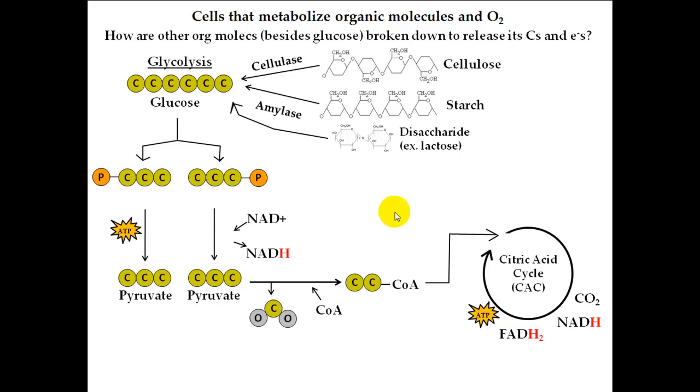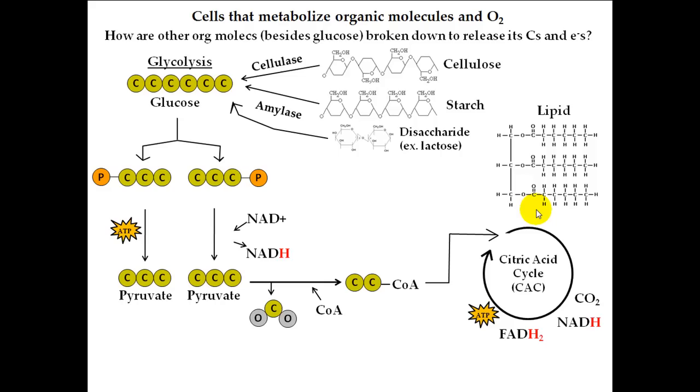Another type of organic molecule that can be metabolized by cells is lipids. Lipids could also provide energy and carbon building blocks. Here we're taking a look at a type of lipid called a triglyceride, or a fat. If a cell is going to metabolize something like this, what has to happen first is that this fat has to get broken apart. It's broken apart so that the glycerol head is removed, and then the fatty acid tails are removed.